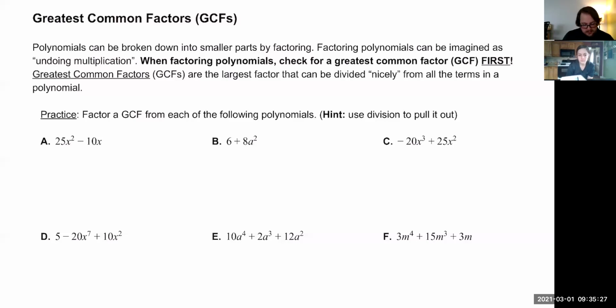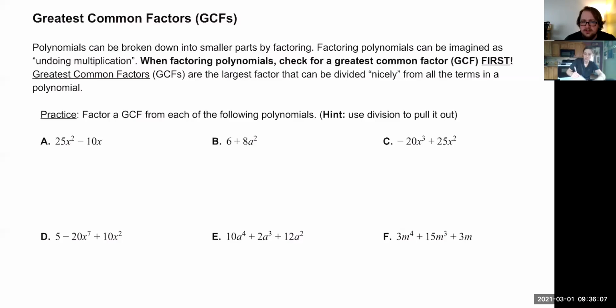So it says here that polynomials can be broken down into smaller parts by using factoring. So we've been listing factors at least. Factoring polynomials can be imagined as undoing multiplication or reverse distribution or undistributing, however you want to informally describe it. So anytime we're factoring polynomials, we're going to want to check for what is called the greatest common factor first. I typically abbreviate it with GCF because otherwise it's a mouthful.